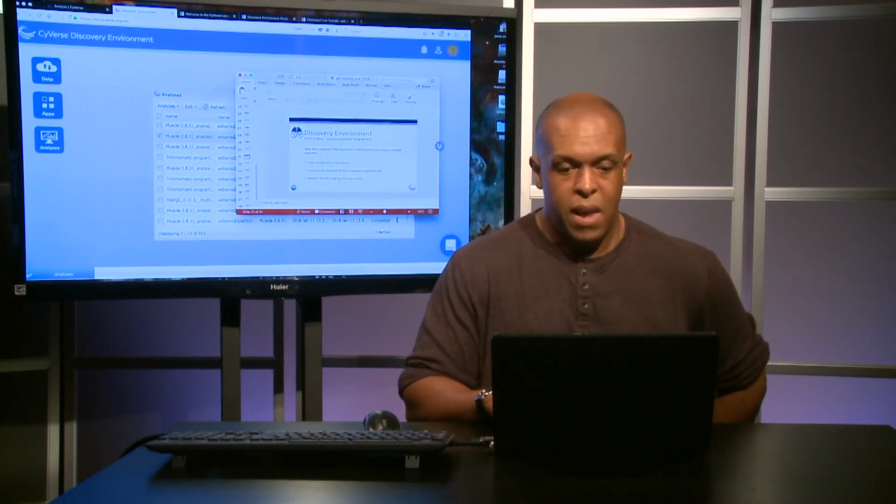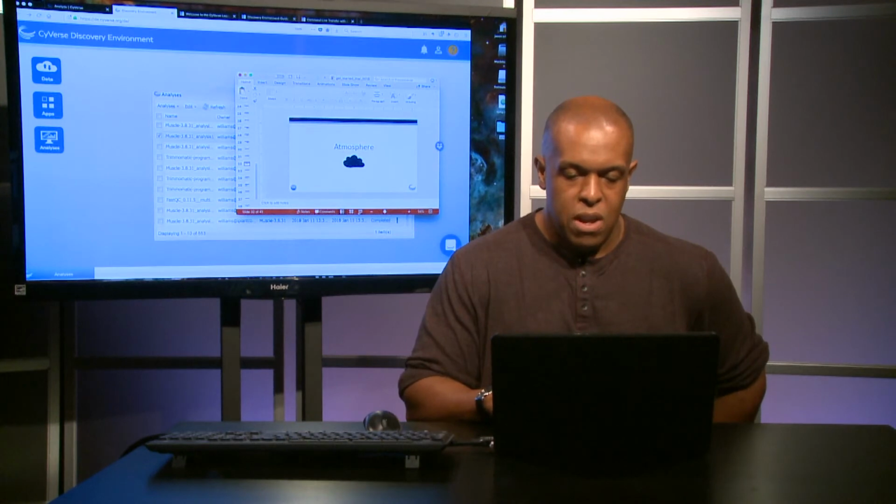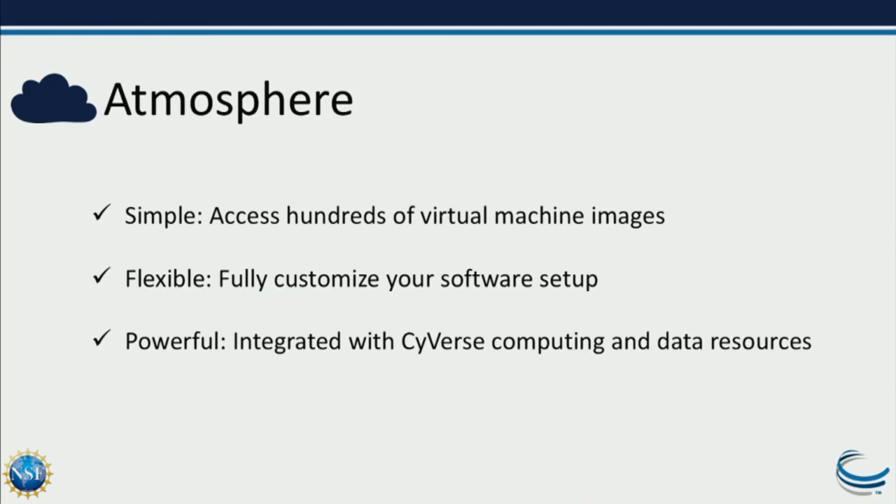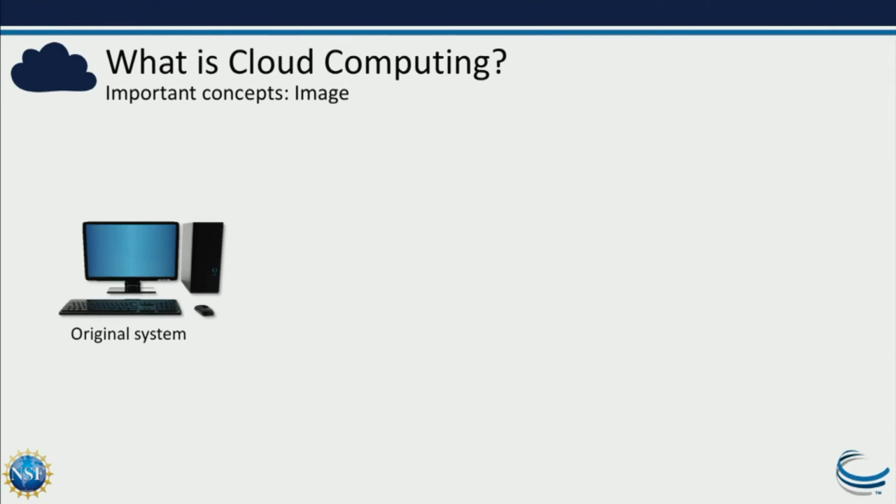So let me pull up some slides, a little bit of an orientation, and we'll give a demo there. Okay, so this next section is on Atmosphere, which is the cloud computing setup for CyVerse. Some of these terms you may not be familiar with, so I'll define them in just a second. But with CyVerse, you have access to hundreds of virtual machine images. You can fully customize the setup, and it's integrated with CyVerse computing and data resources. Okay, so let me move on, and I'll answer the question I see in just a moment.